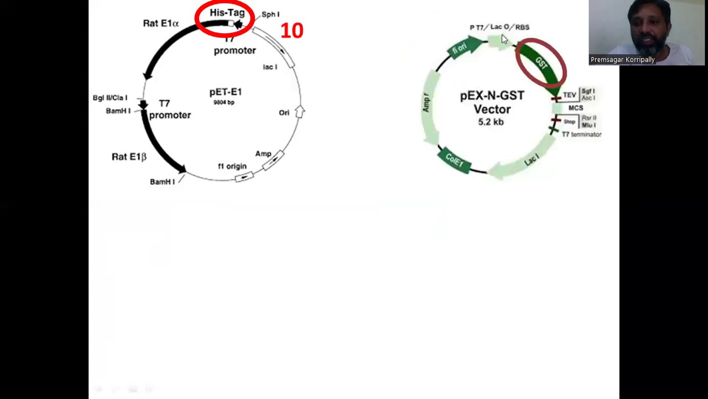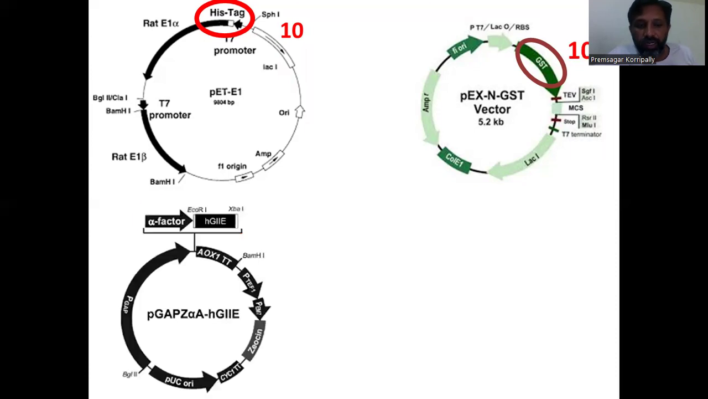And here you can see the GST tag in the pGEX, that's glutathione S-transferase. This helps in the solubilization of the recombinant protein. And you can see here alpha factor. That's a secretory signal of yeast. It is there in the very N-terminal region of the cloning sites, so that it will be included in your gene, and your protein will have an alpha factor. That alpha factor guides the protein to be secreted into the media.